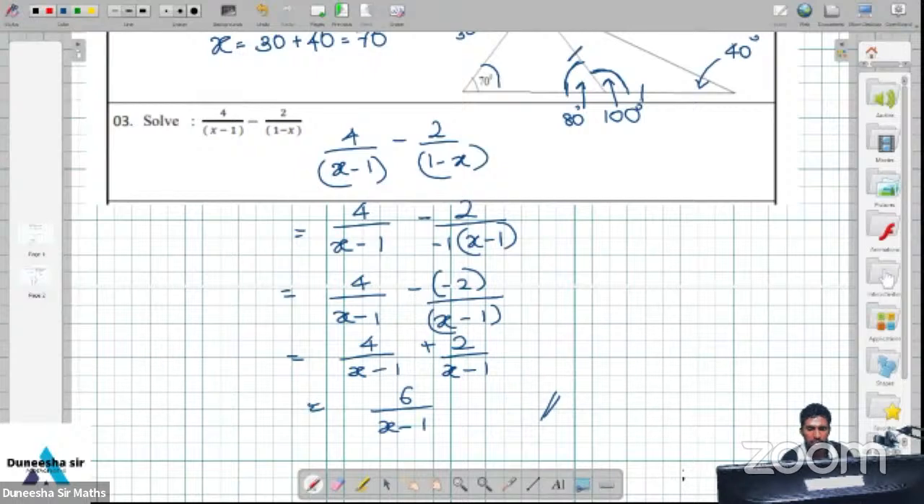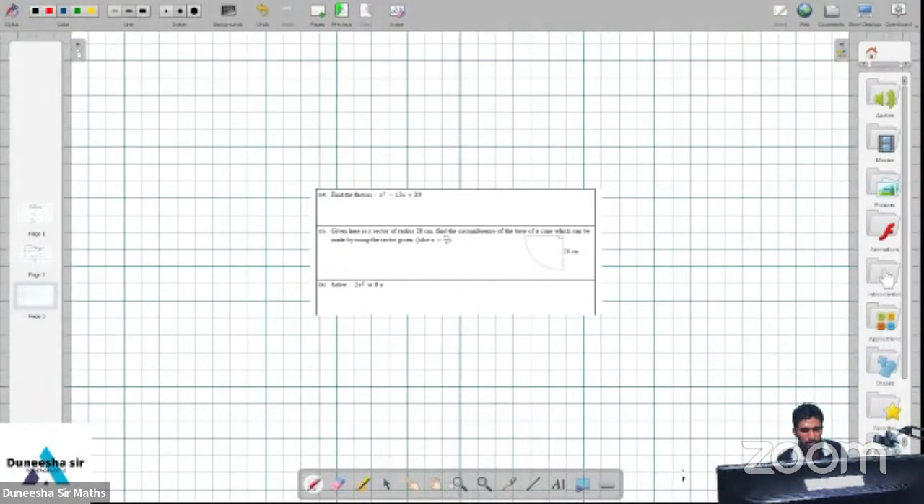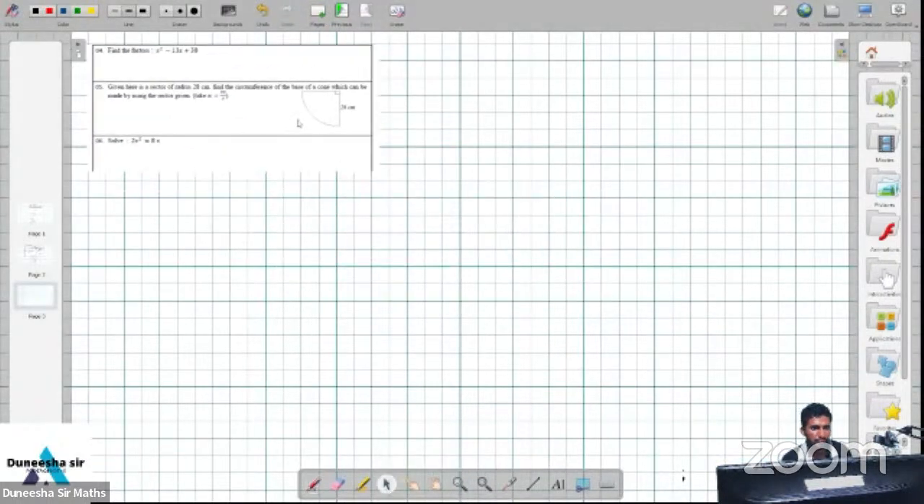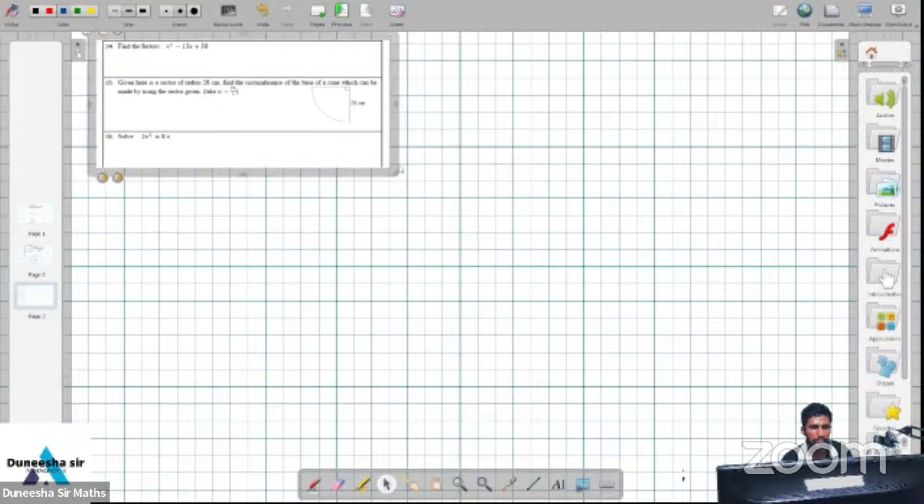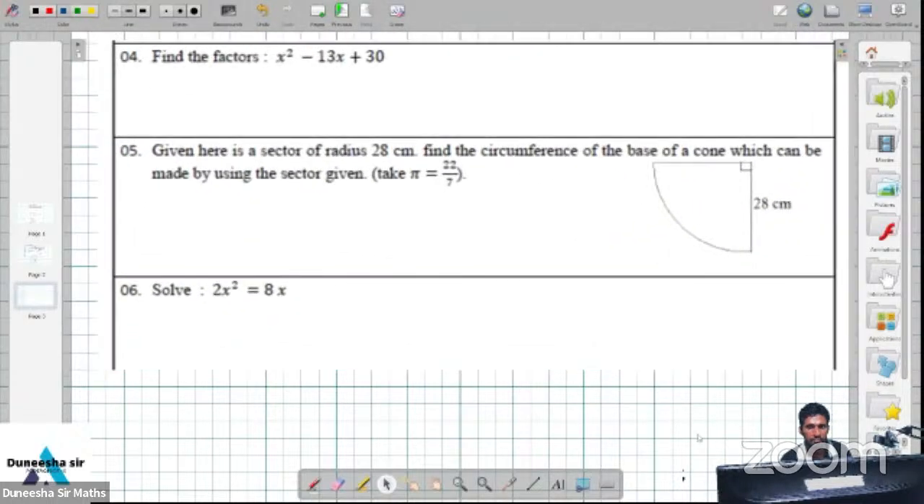Devindu, I finished the writing. Okay. I'm going to the next question. Find the factors of x squared minus 13x plus 30.